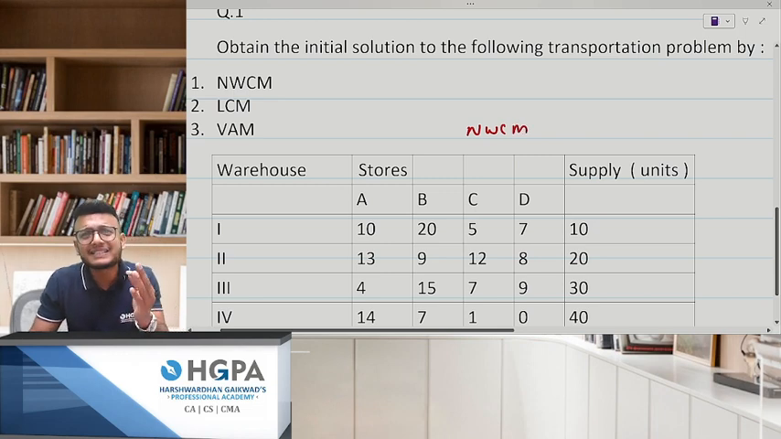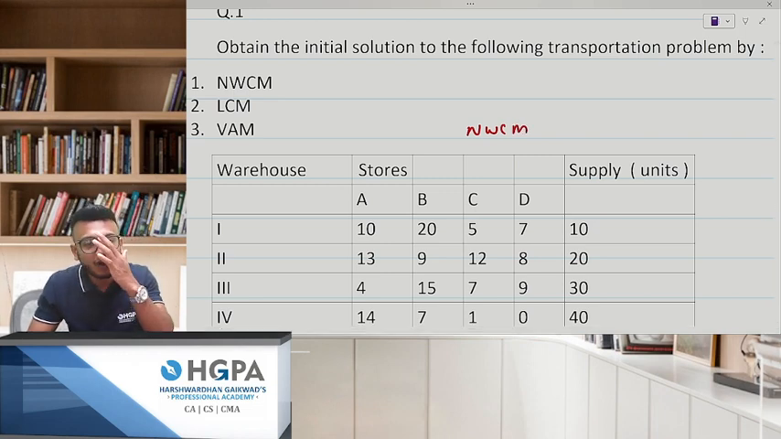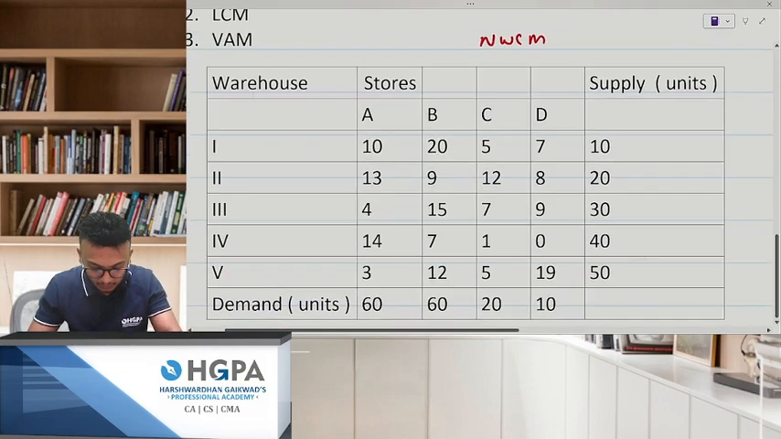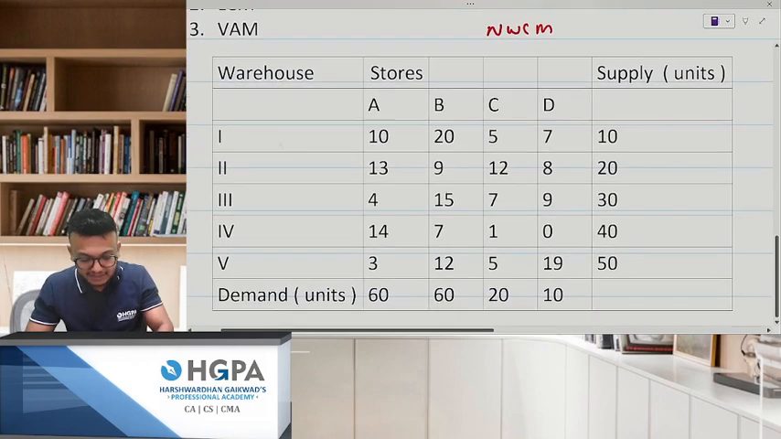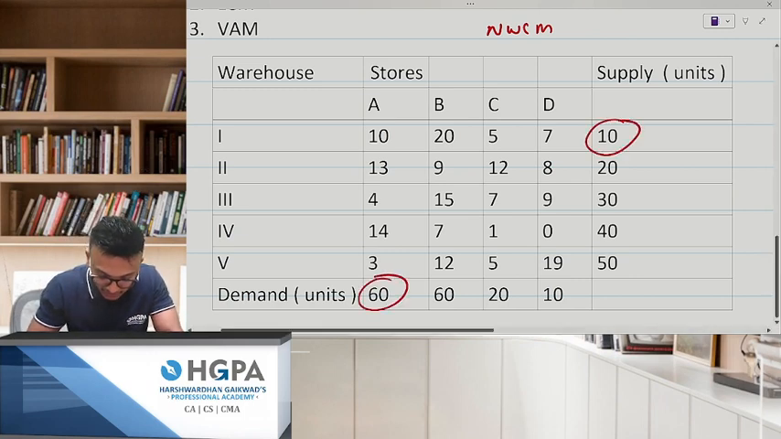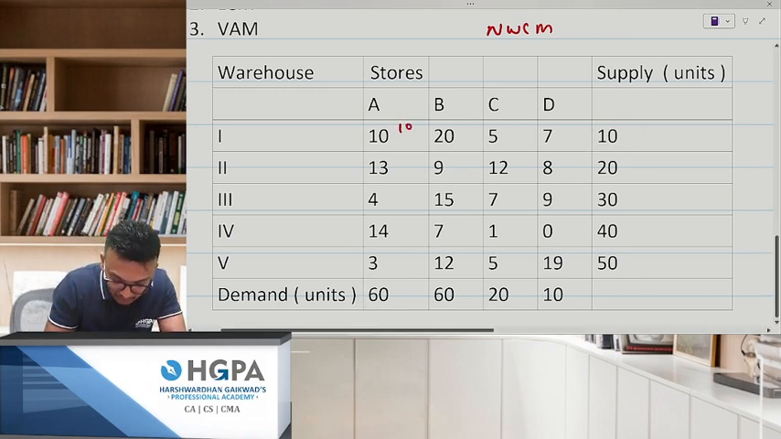What we have to do is simply allocate the units. What is the meaning of northwest? The left hand side, the west side, of the matrix, obviously. Now, in this matrix, what is the top left? That is 10. You have to allocate units, whichever is less. So it will be 10 or 60. The answer will be 10.